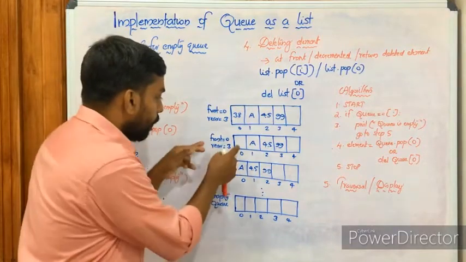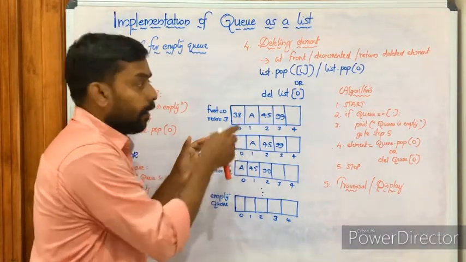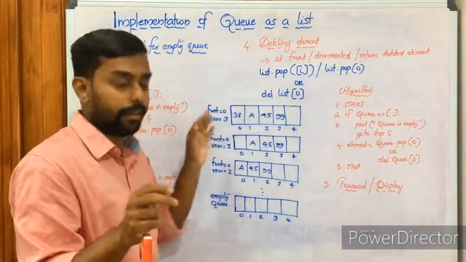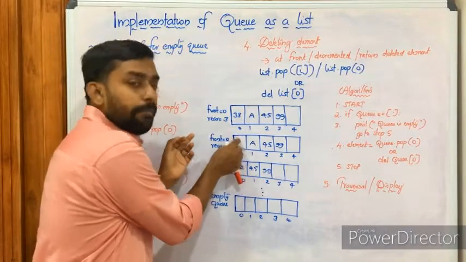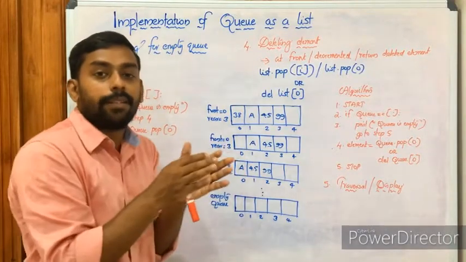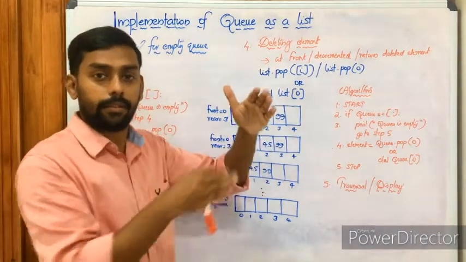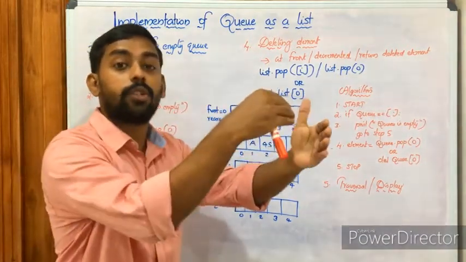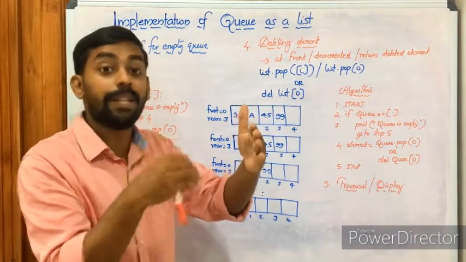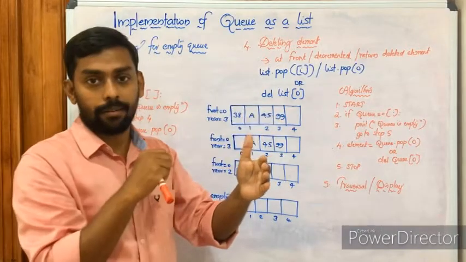Then we have 38. After deleting 38, applying either pop or delete, 38 will be deleted, right? So we'll have an empty space here. What happens in the case of a real queue? Suppose the first person got deleted. What happens? The second person moves to the position of the first, which fills the gap. The second person fills the gap of the first person, right?